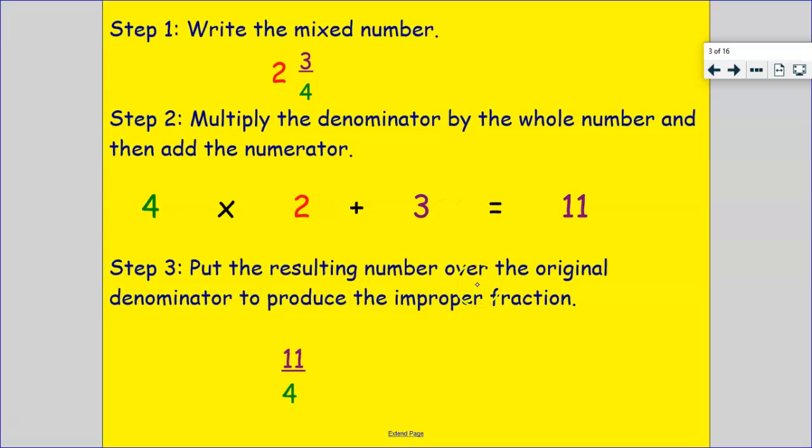And then you put that number over the original denominator to produce the improper fraction. So you take that 11 that you found and you put it over the original denominator, and that gives you your improper fraction. Okay, so 2 3/4 is the same as 11/4.